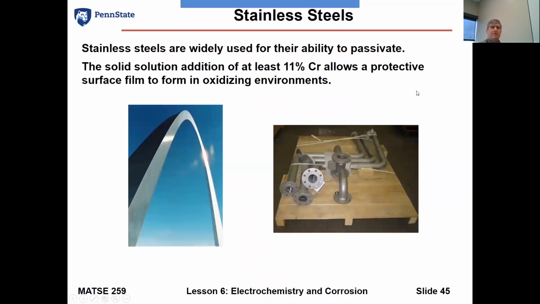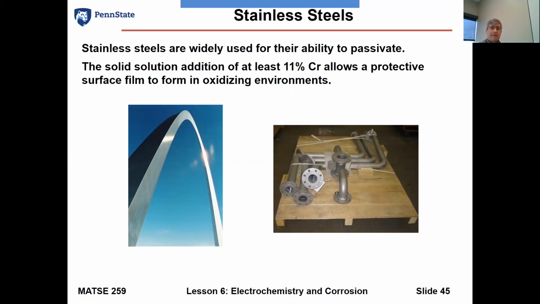And stainless steels, really one of my favorite types of material systems, and one that I'll spend a lot of time on when we start talking about steels in upcoming lectures. We're going to spend time talking about stainless steels. They're widely used because of this ability to form this passive film, which is fairly tough, fairly adherent, and it allows you to operate in environments with ferrous materials that you wouldn't normally be able to operate in.